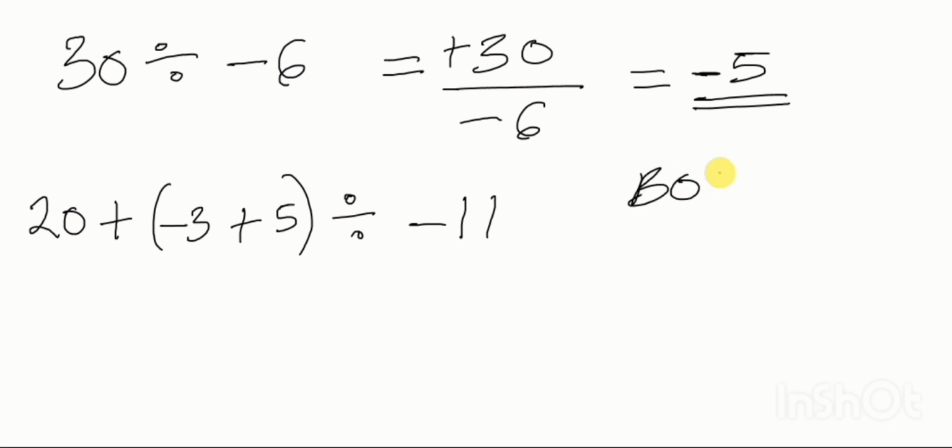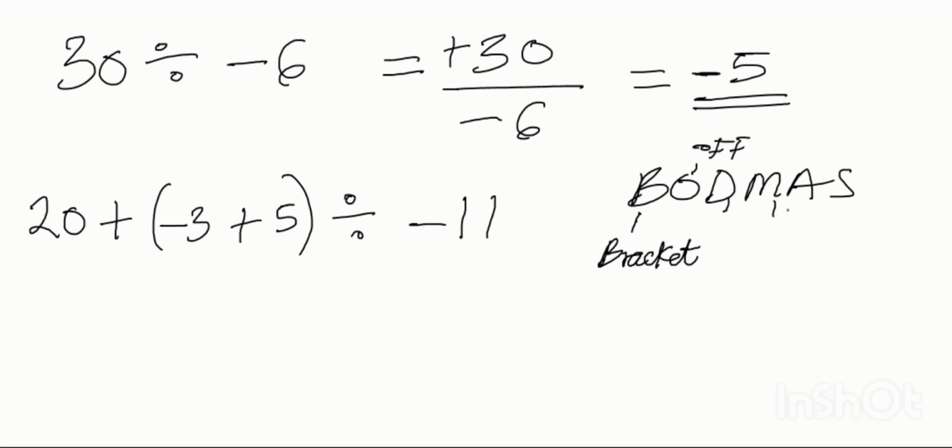If you remember what you learned on BODMAS, how to solve arithmetic problems, you have to start with B, which stands for bracket, O stands for of, D stands for division, M stands for multiplication, A stands for addition, and S stands for subtraction. So we're going to start with the bracket.